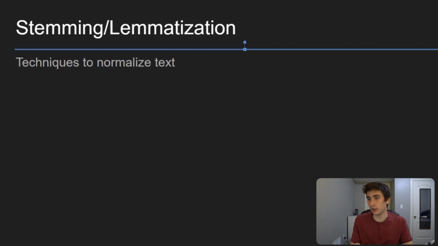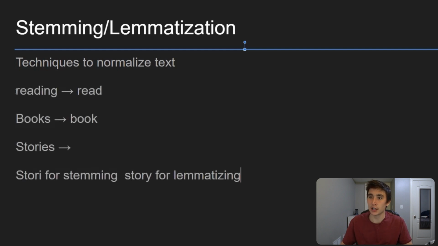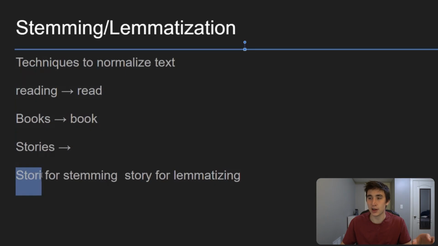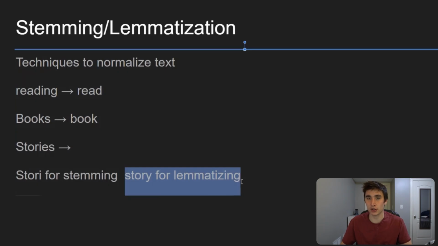And it can do several different things. So imagine these techniques could help you turn reading to read, books to book, stories. And now here's where there's a little bit of a difference. Stemming follows an algorithm and is not guaranteed to give you an actual true English word. So it might reduce it down to stori. Whereas lemmatizing would take stories, and it actually is using a dictionary, making sure that everything it outputs is an actual word. So that would output story there.